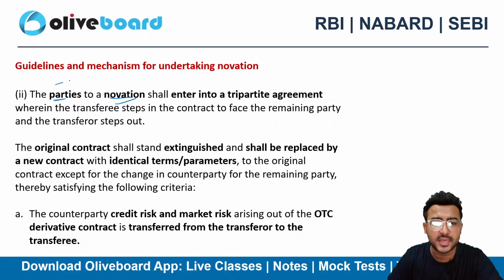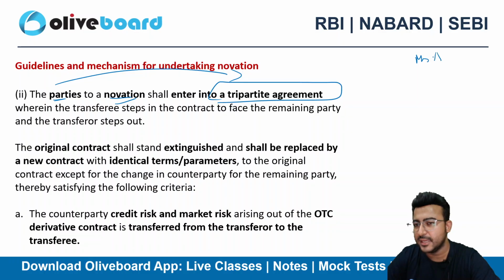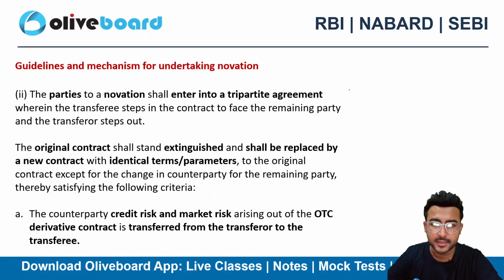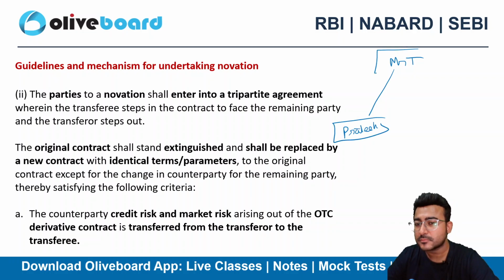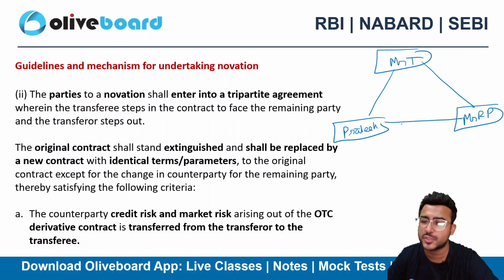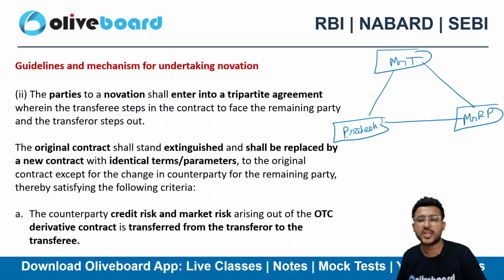Parties to the novation shall enter into a triple agreement. Why? Because we can see a triangle here, right. Mr. T wants to leave the contract, I want to enter into the contract, Mr. RP is the remaining party, so I'll be directly in touch with Mr. RP in the future. So don't you think that this is a triangle, this will be a triple agreement, okay.